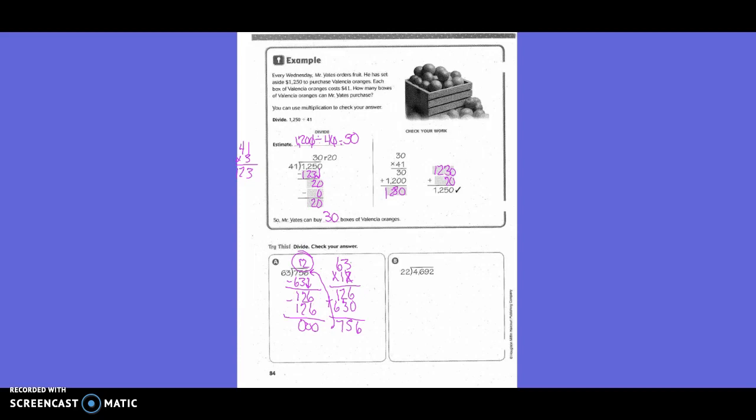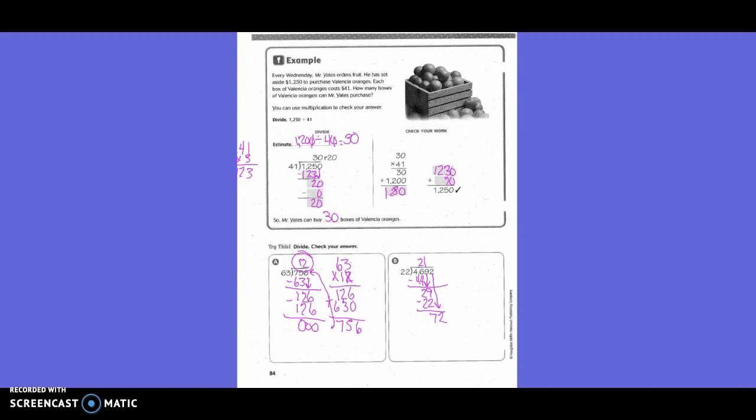Okay, letter B. How many times does 22 go into 46? Twice. 2 times 22 is 44. 46 minus 44 is 2. Bring down my 9. 22 into 29, 1. 1 times 22 is 22. I have 7 left over. 29 minus 22 is 7. Bring down my 2.